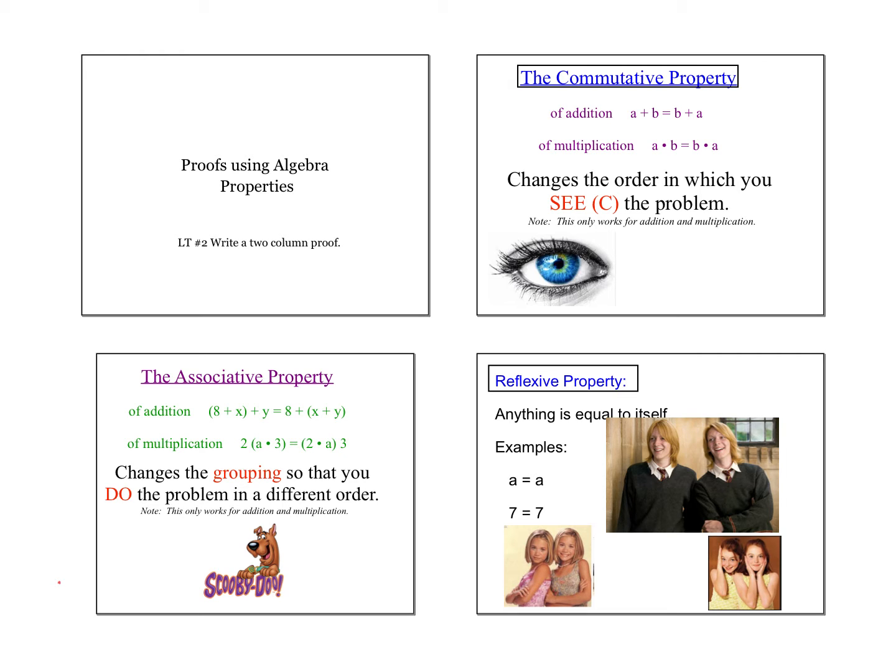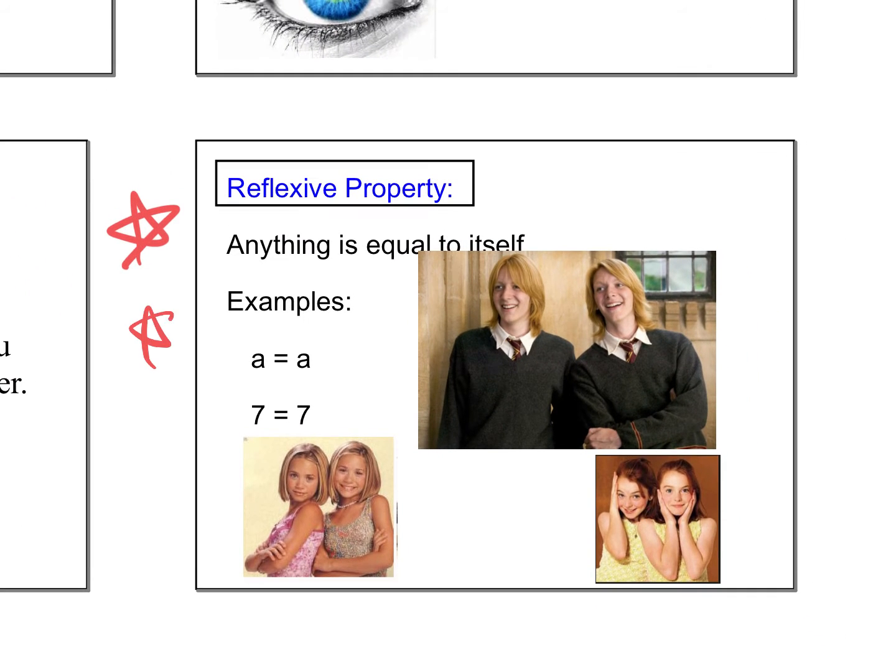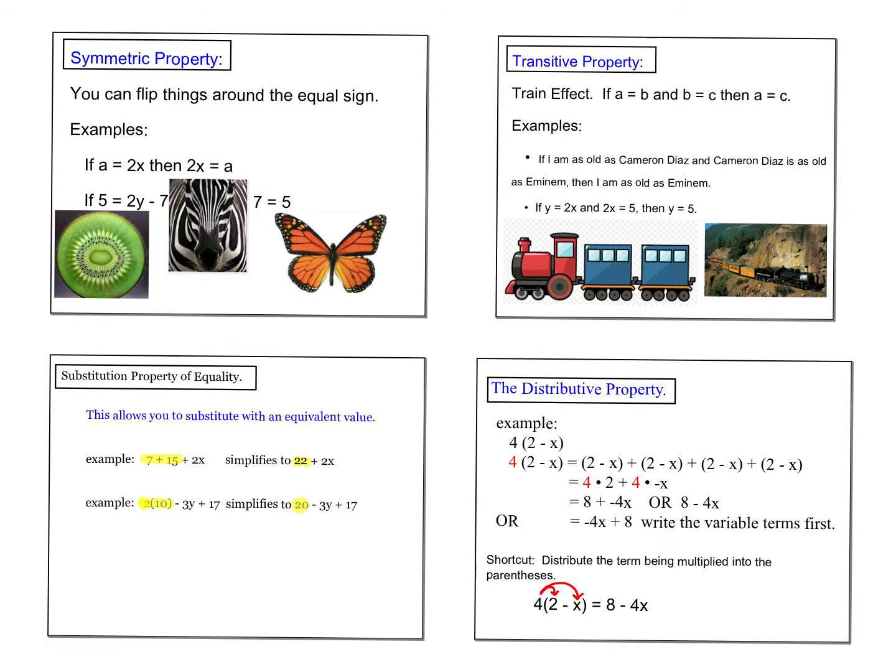Reflexive property, anything is equal to itself. So I took some twins from TV to show you A is equal to A, 7 is equal to 7, and this property needs to be starred. So go ahead and star this property. Very important. Anything is equal to itself. I know that sounds very silly, but throughout this year, we are going to be using the reflexive property a lot. Let's go to that next page.